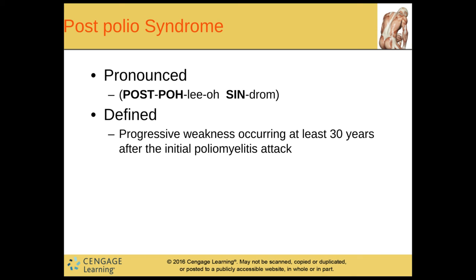And then we have post-polio syndrome. So this is a progressive weakness occurring at least 30 years after the initial poliomyelitis attack. So you'll see a lot of people that had polio that may have to use a walker, or one leg might be shorter than the other, or one foot might be shorter or smaller than the other, that type of thing. Those are a very small example of symptoms that come along with polio.